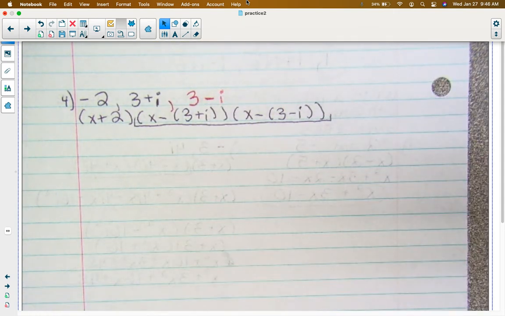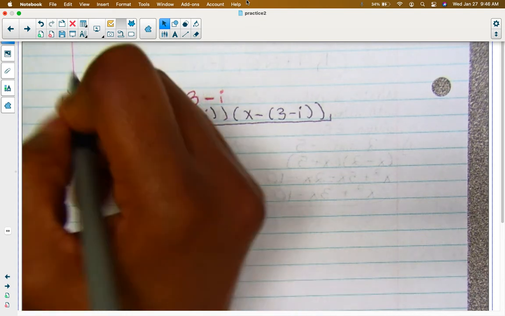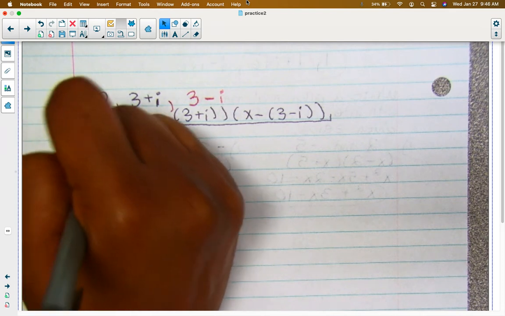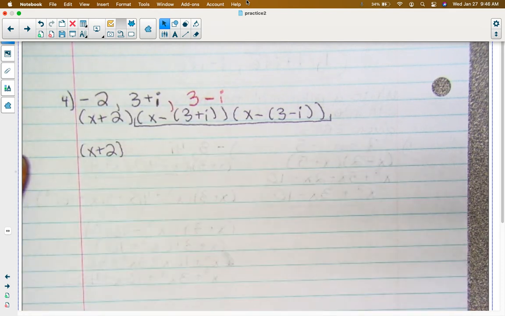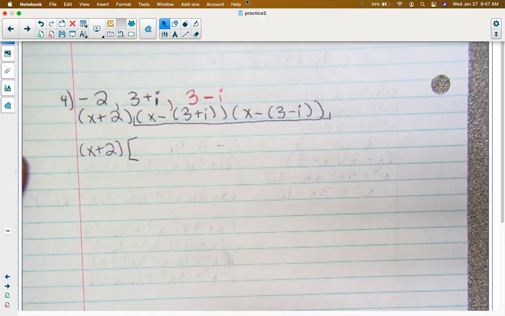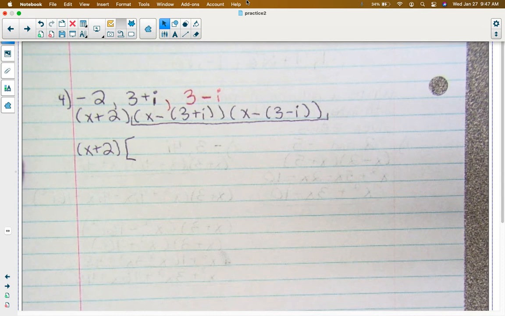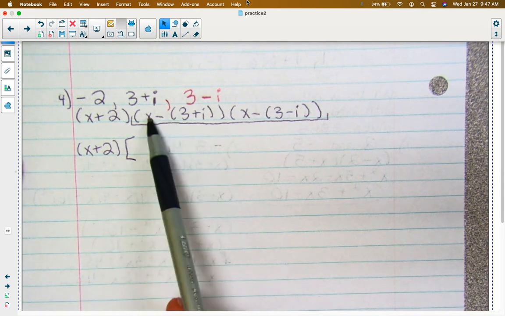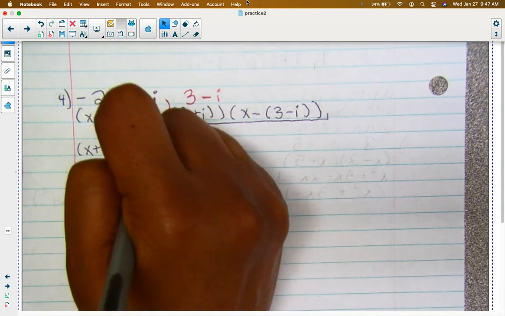When I multiply this out, I'm going to put the real parts of the problem together and then the imaginary parts of the problem together. So this x plus 2 is just going to keep hanging on for a little while. We'll just use brackets. I'm going to go ahead and put the real parts together. So x minus 3.